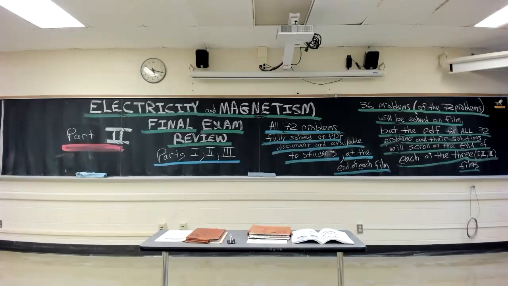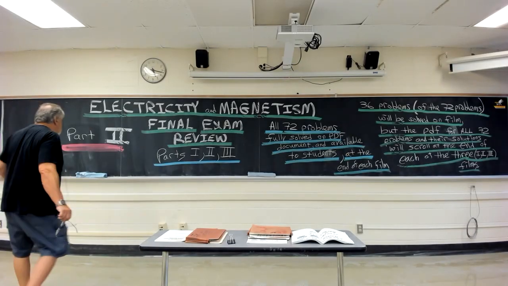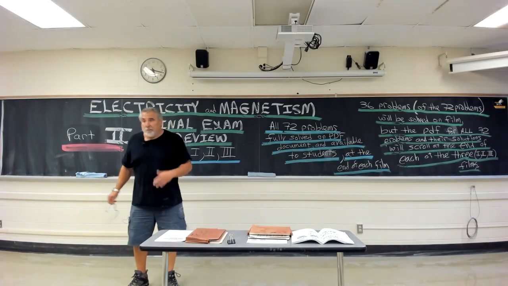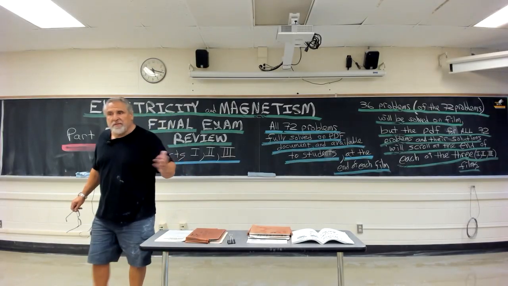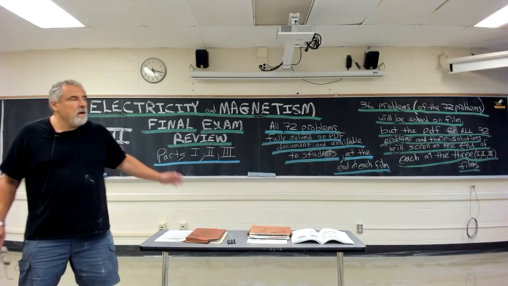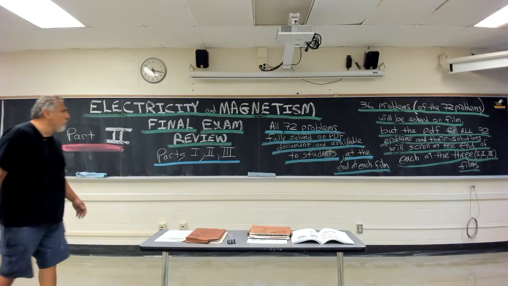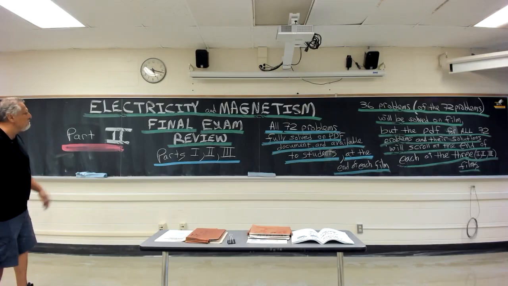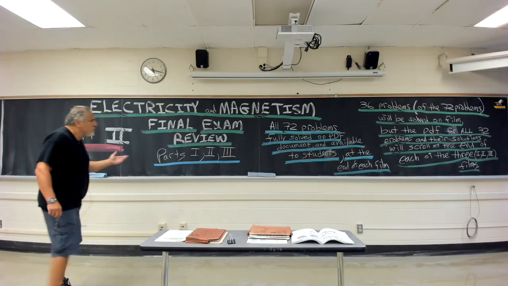Okay, everyone, once again, now we're going to continue to part 2 of the films. There's 3 parts, 3 films, parts 1, 2, and 3. We already did part 1. Part 2, same rules, same situation. It is part 2 for electricity and magnetism, final exam review, parts 1, 2, and 3.